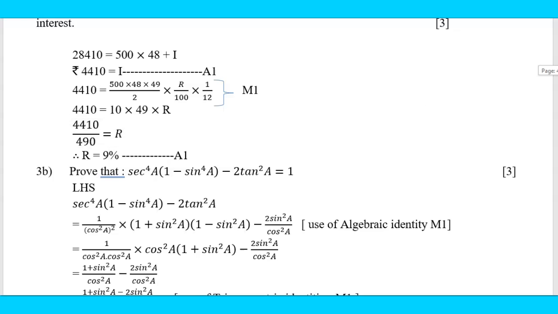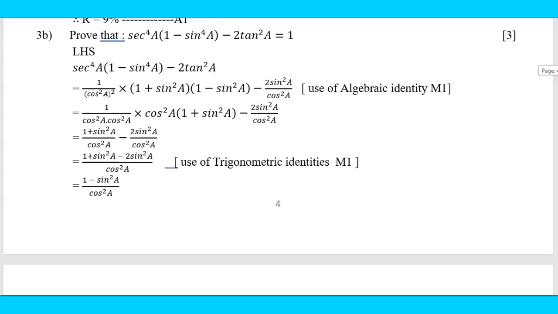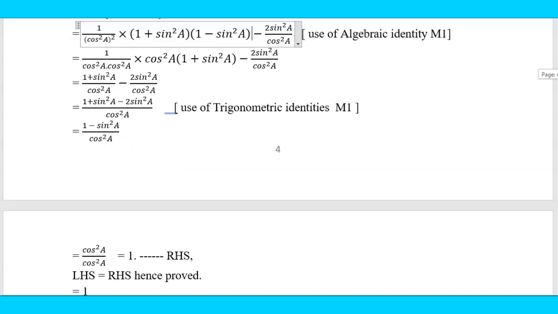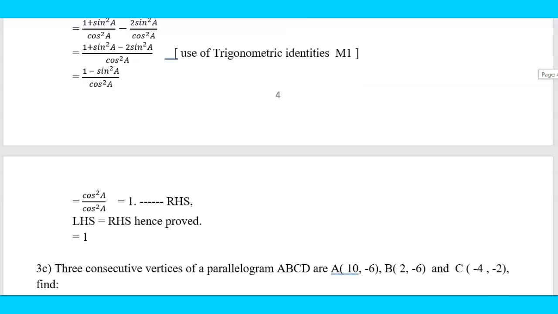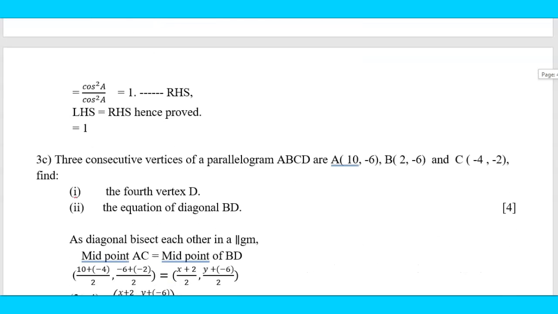And now we'll move on to question 3B. In question 3B, here proving sums, this sum can be done in many ways. I have shown just one of the ways, and any method you have done, you have to use algebraic identity and trigonometric identity. So use of algebraic identity, 1 mark, and use of trigonometric identity, 1 mark, and if you have proved correctly LHS is equal to RHS, then you will get 1 mark. You know that LHS and RHS cannot be done simultaneously. I think you know all these things.